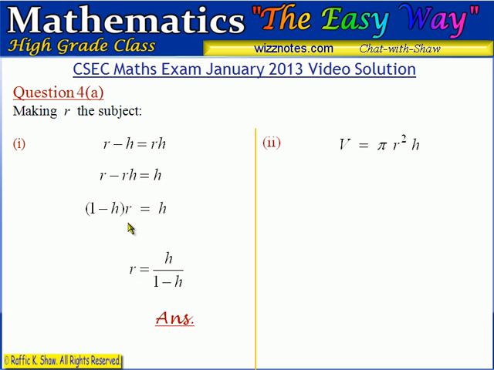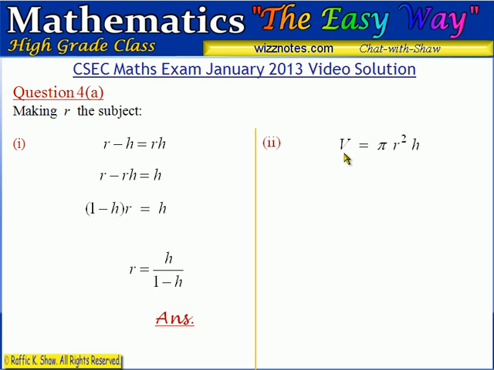Again, the shortcut way of doing this transposition is to say we divide by this 1 minus H under the H here, right? And so R equals H divided by 1 minus H. In any case, this is the result. R is equal to H divided by 1 minus H.